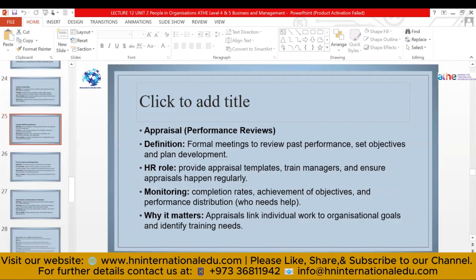Appraisal, that is performance reviews. What it is: formal meetings to review the past performance, set objectives, and plan development. Past performance of the person who has been employed. Provide the appraisal templates, train the managers, and ensure the appraisals happen regularly. Check and balance, basically. Monitoring: completion rates, achievement of objectives, and performance distribution. Who needs help? If there is someone who requires motivation or support, then we can pinpoint a person and work on them. Why it matters: appraisals link individual work to organizational goals and identify the training needs. We are not making them redundant, we are just training them further.